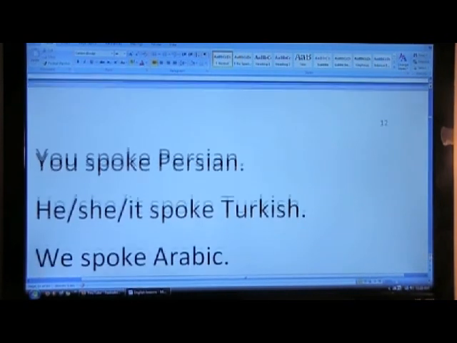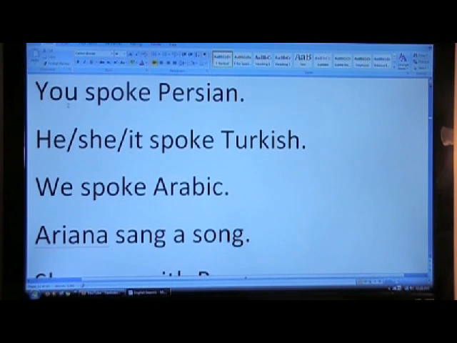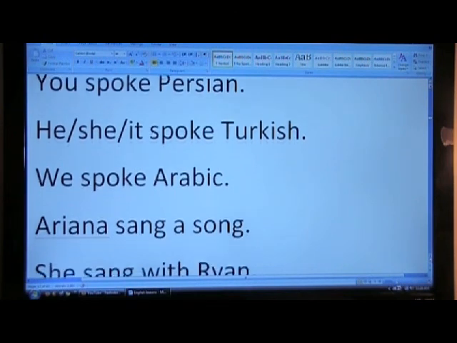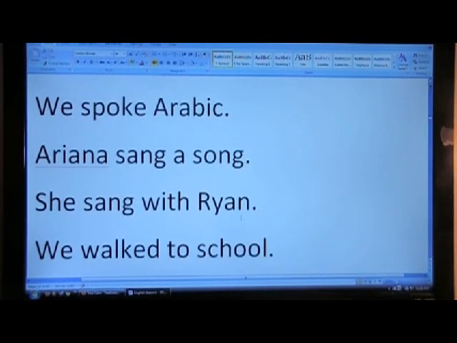More examples. You, subjective pronoun, spoke, verb. You spoke Persian. He or she or it spoke Turkish. We spoke Arabic. All of these have a subjective pronoun. But now here a subject: Ariana sang a song. She sang with Ryan. Now here, a subjective pronoun, but the object is a person.